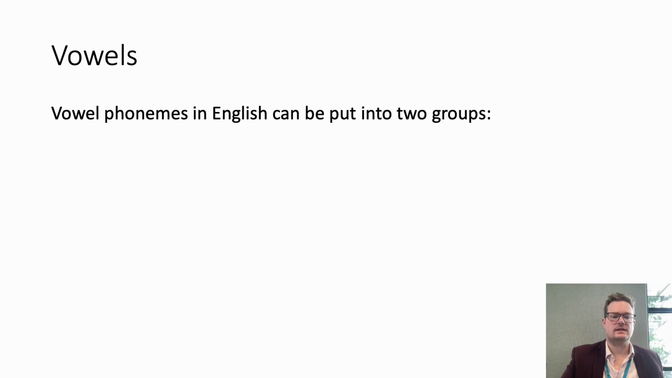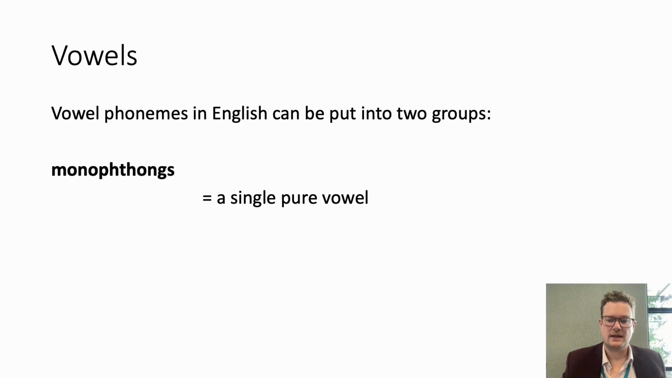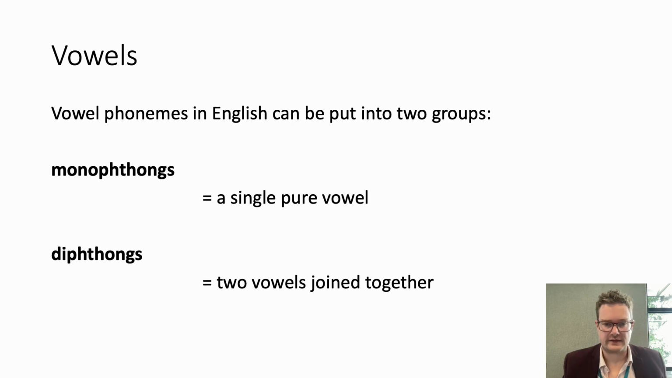Okay, vowel phonemes in English can go in two groups. You've got monophthongs, which is mono means one and phthong means sound. It's one of the words for sound in Greek. So a monophthong is basically a single vowel, a single pure vowel acting as a phoneme on its own. Then you've also got diphthongs, which is when you've got two vowels joined together. I'll give you an example of each of them.